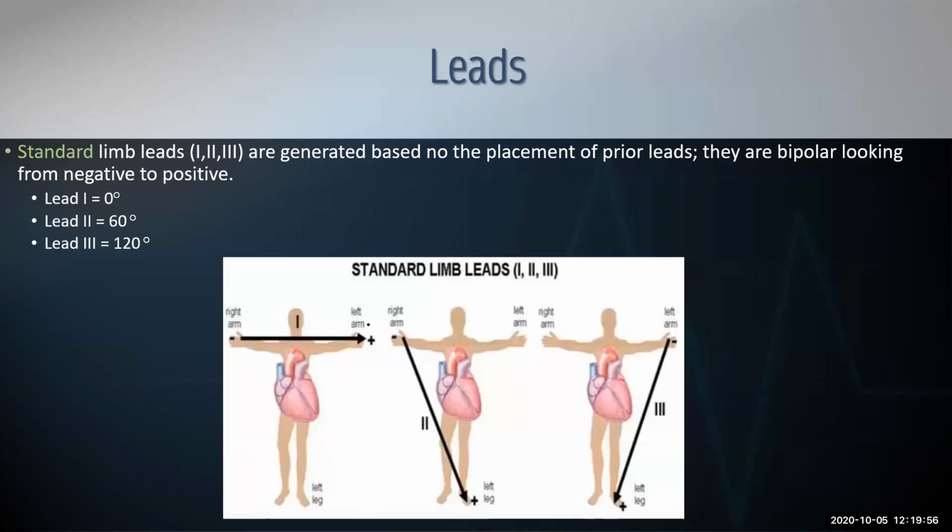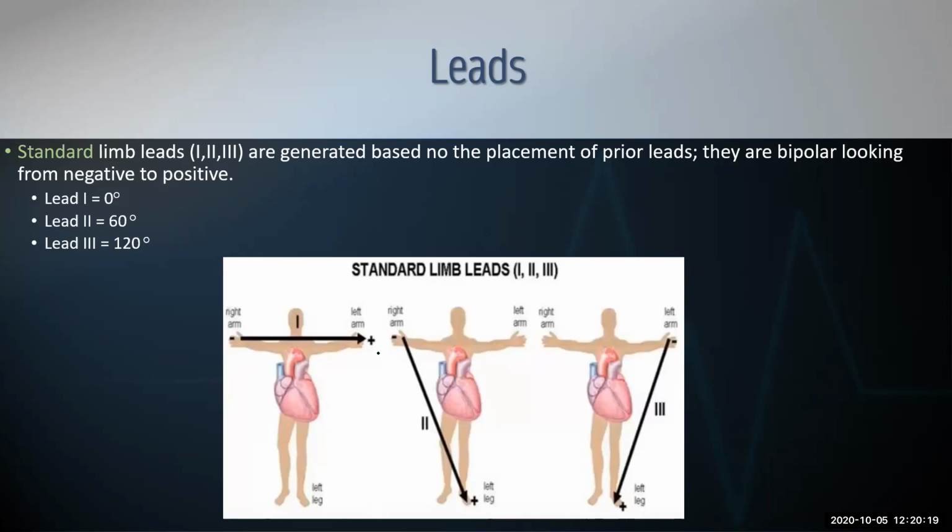And those standard limb leads, 1 through 3, are going to be generated. They're not based on any placement, because your EKG tech or nurse is going to be putting the augmented leads on, but the limb leads 1 through 3 are generated. This is going to be important when we're determining our axis. Lead 1 is pretty much straight on at 0. Lead 2 is going to be at 60. And why do I mention that?